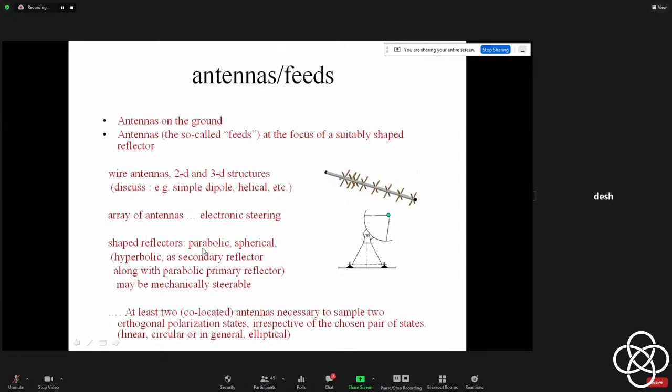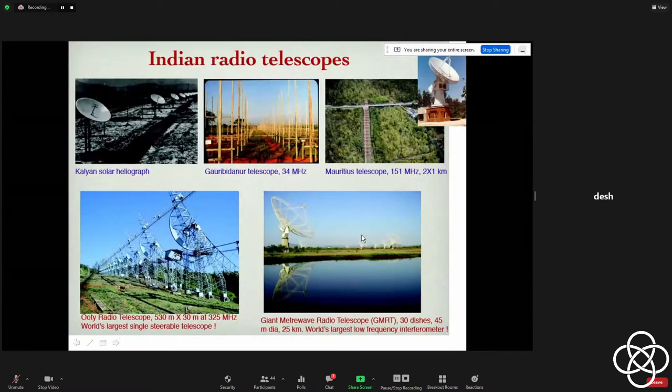Of course, when you have a shaped reflector, parabolic or spherical, you can also have a hyperbolic secondary reflector to bring the signal to a convenient place. But these are all mechanically steerable structures like this, and there will be a permanent arrangement of where the sensor is, and so on and so forth. And based on the shape of the reflector, the way whether things add in phase or not will be decided, and that will effectively decide how much of this surface area you're actually using. Those are matters of details.